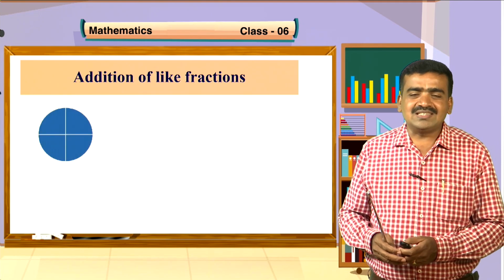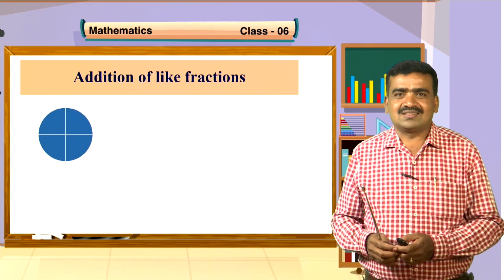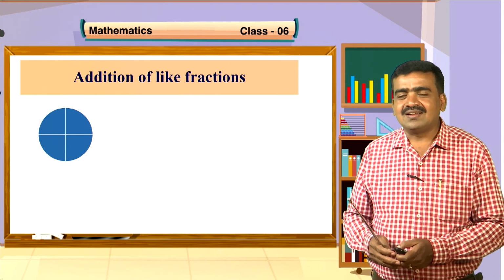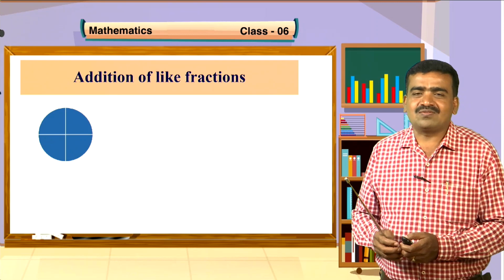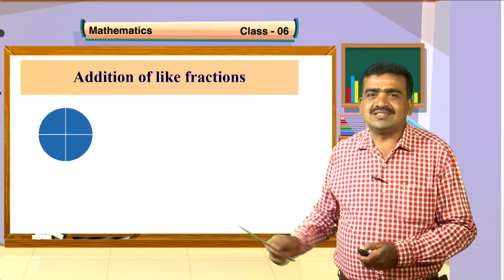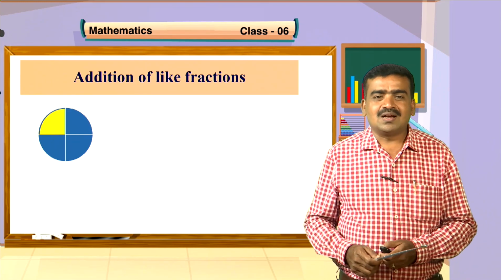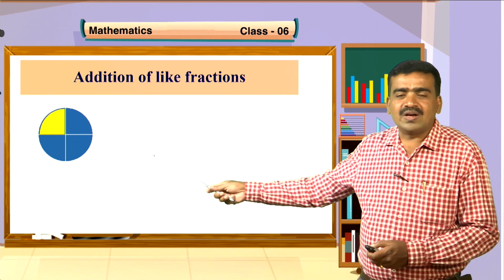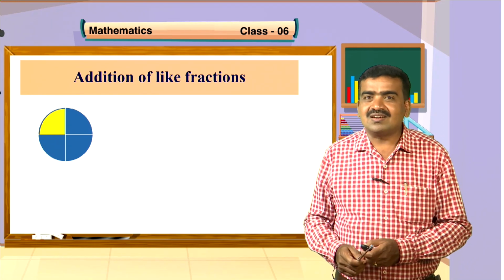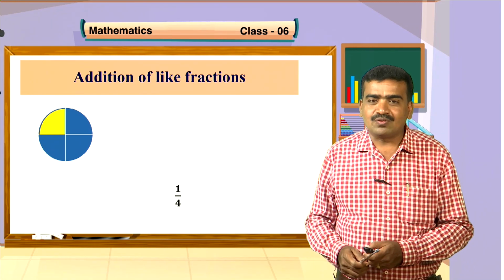It is easy to add like fractions. Before going to add numerically, let us understand the process of addition of like fractions diagrammatically. There is a circle, divided into 4 equal parts. Among the 4 equal parts, one portion is shaded. What is the fractional form of this diagram? It is 1 by 4, very good.